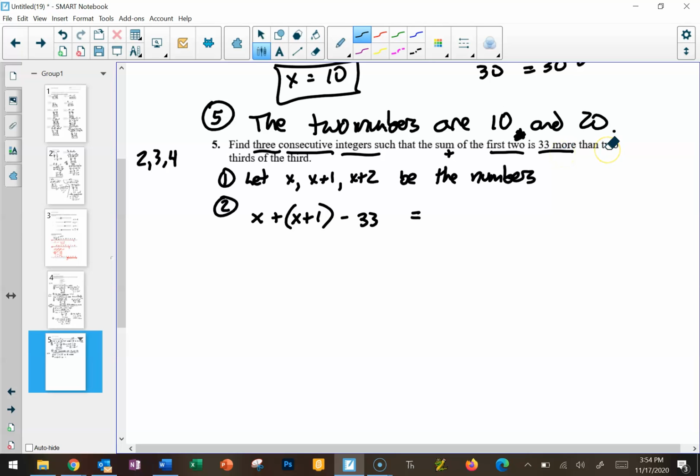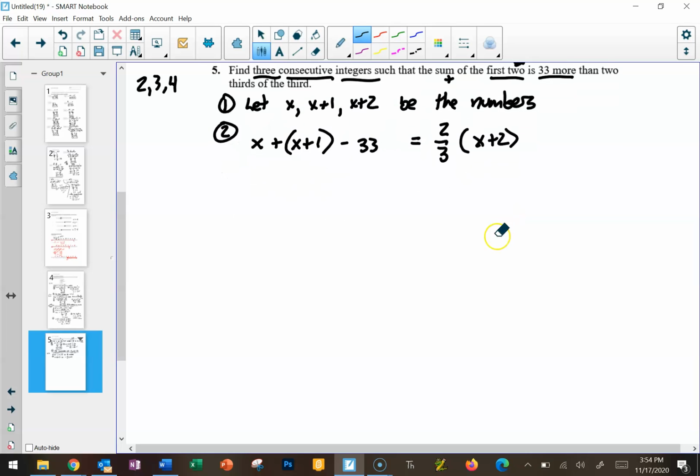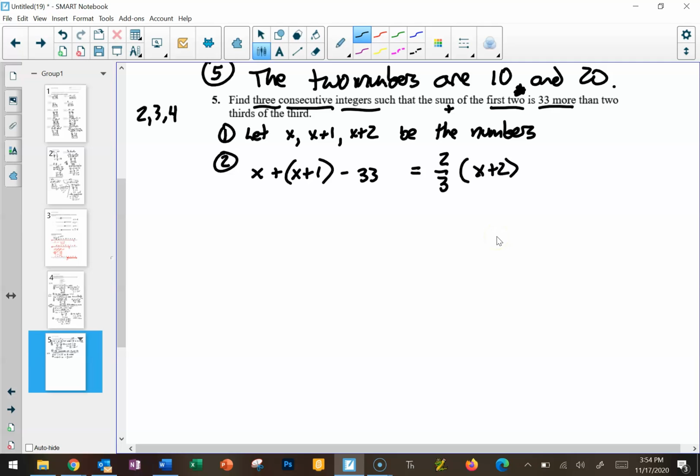Okay, now 2/3 of the third. Well, 2/3 is a fraction. And then we know the third number is x plus 2. So if you write it out just sort of one little chunk at a time, it becomes a lot easier. Your equation just kind of builds itself. So don't try to solve it all at once or write it all at once. Just do it a couple words at a time.